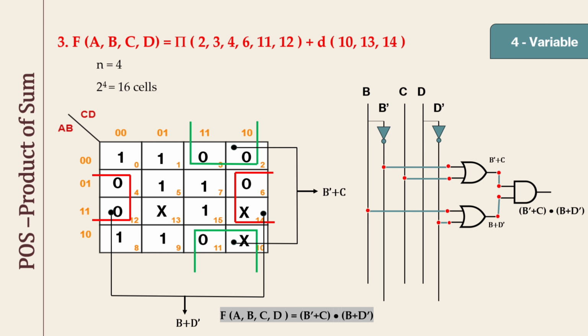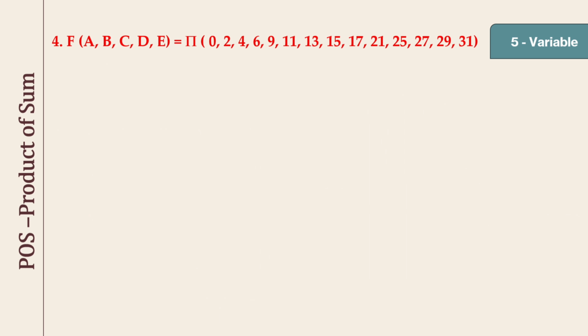So that we are going to get the final expression as B bar plus C dot B plus D bar. Now let's move with the 5 variable K-Map POS problems. For the 5 variable K-Map problem, we have the problem statement as f of a, b, c, d, e is equal to pi of 0, 2, 4, 6, 9, 11, 13, 15, 17, 21, 25, 27, 29 and 31.